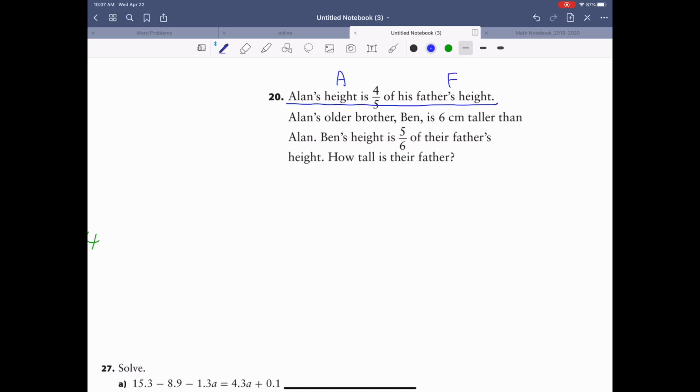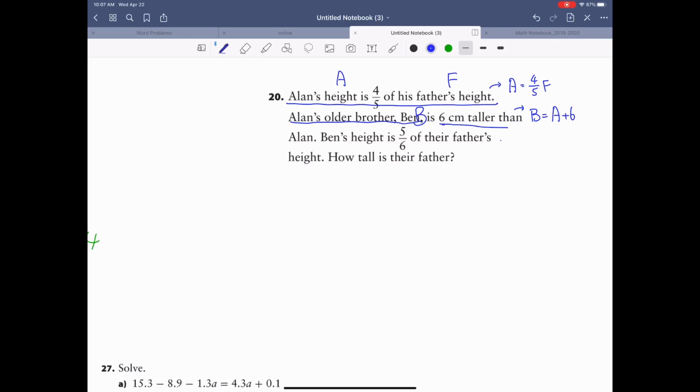So this sentence tells you A is 4/5 F. Alan's older brother Ben, so B, is 6 centimeters taller than Alan. B is taller, A is shorter, so it's basically A plus 6, because A is shorter and B is taller, okay? Just make sure each relationship is correct when you write them down as math equations.